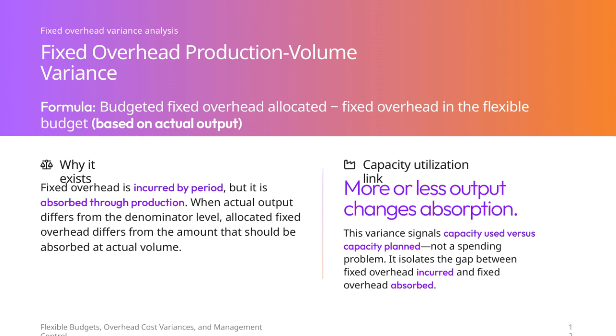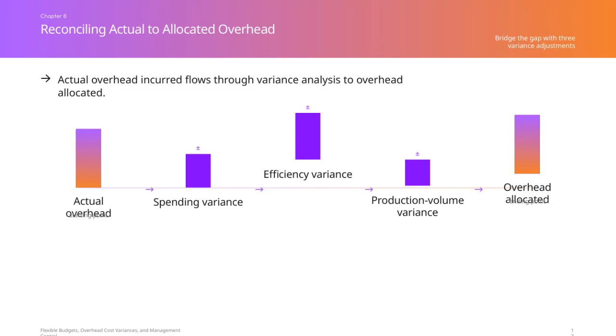This insight is valuable for managing budgets and overhead costs effectively. Now, let's talk about how we reconcile actual overhead with allocated overhead. The key idea here is that actual overhead costs don't always match what's been allocated, and we need to bridge that gap using three main variance adjustments.